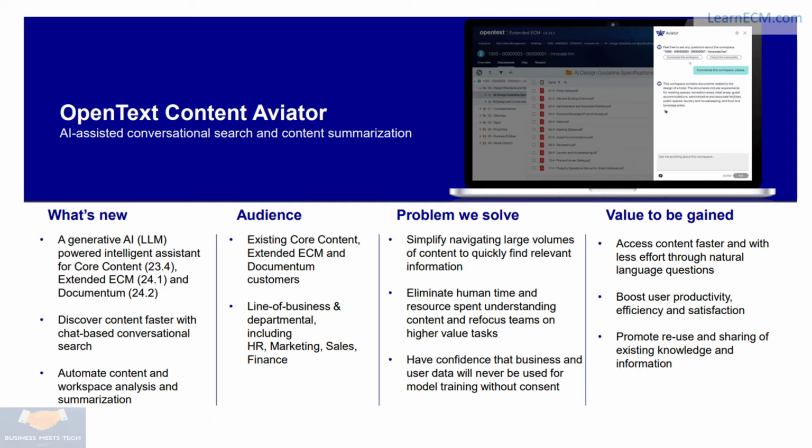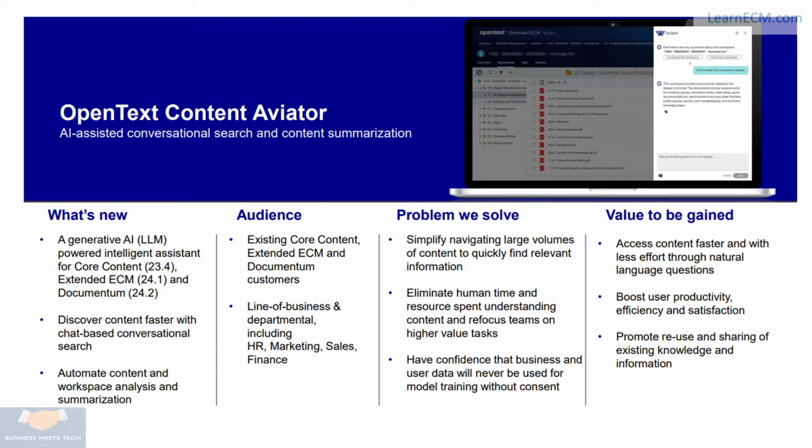So let's say there is a contract and I want to understand the gist of it. Instead of going through the entire contract, I can ask the Content Aviator to summarize it for me, and it will summarize, highlighting the important aspects of that contract. Similarly, if I am an HR professional and I want to understand just the gist of an offer letter, then I can do the same task with an offer letter.